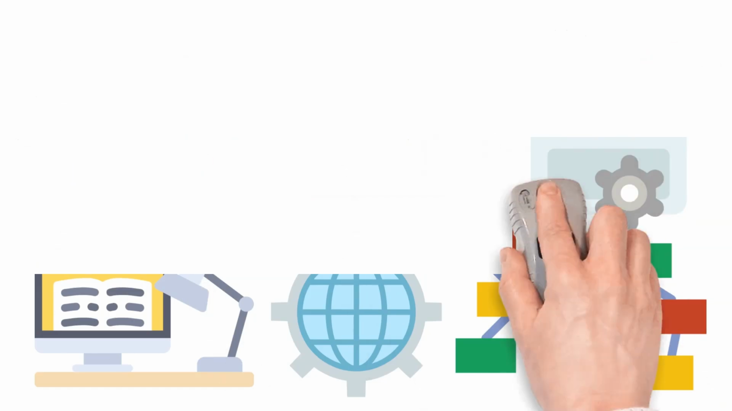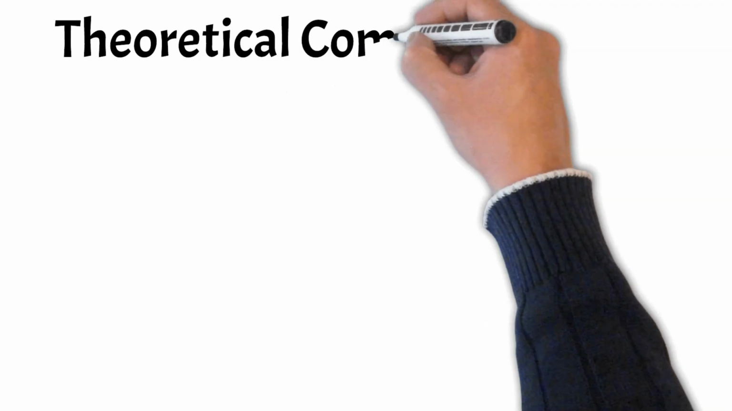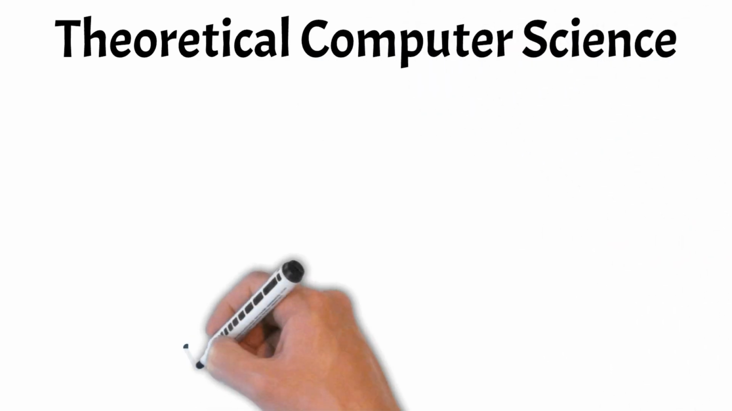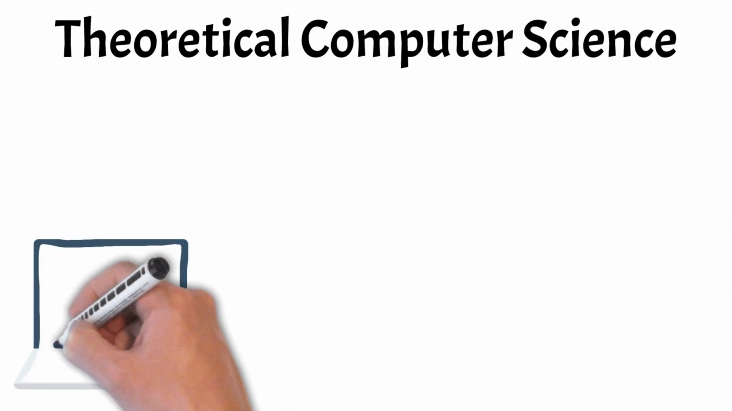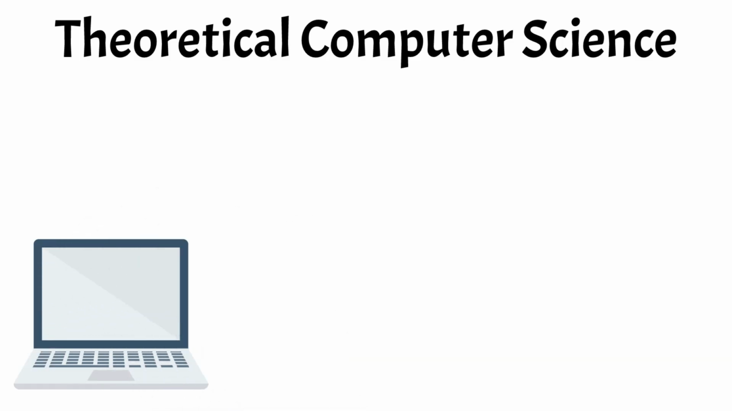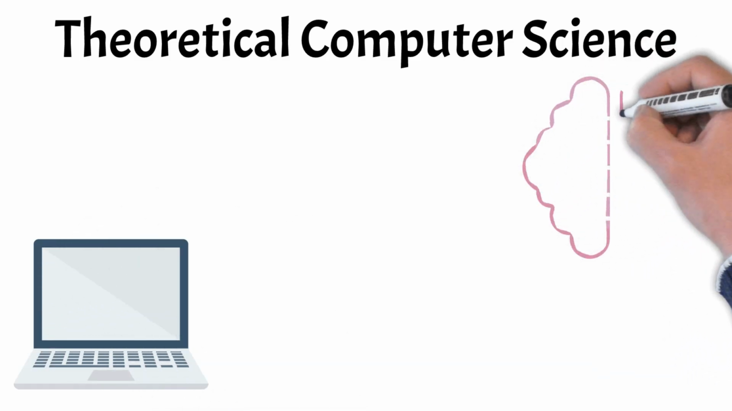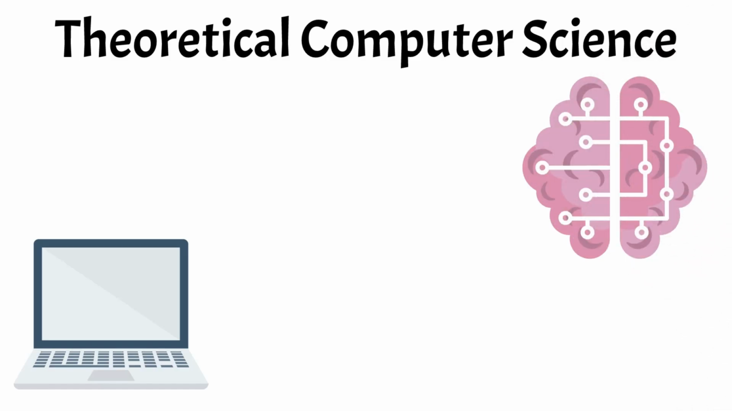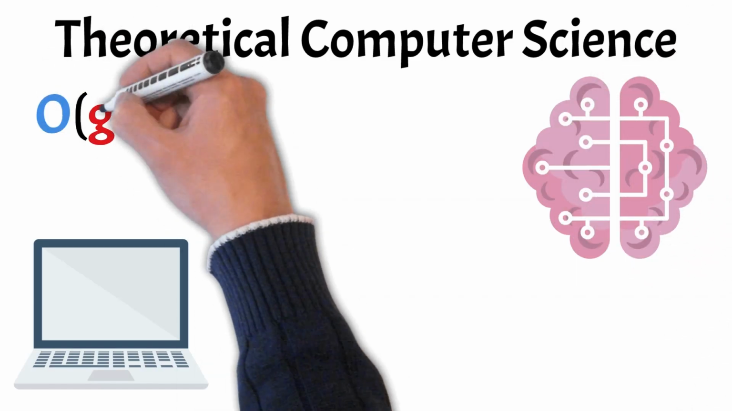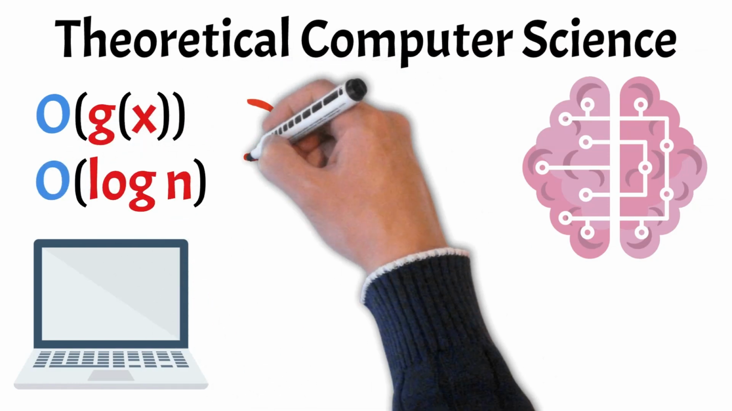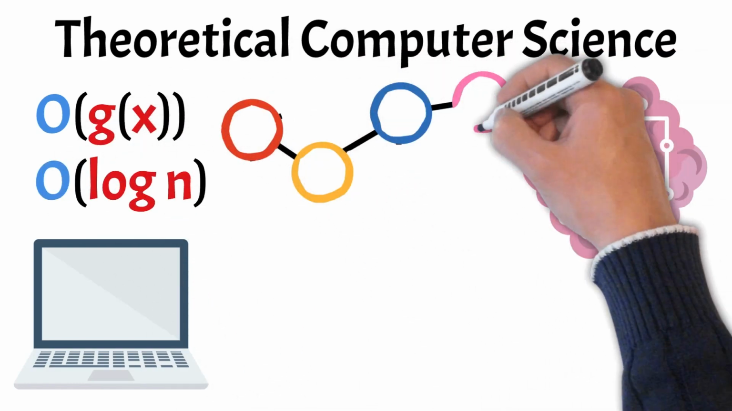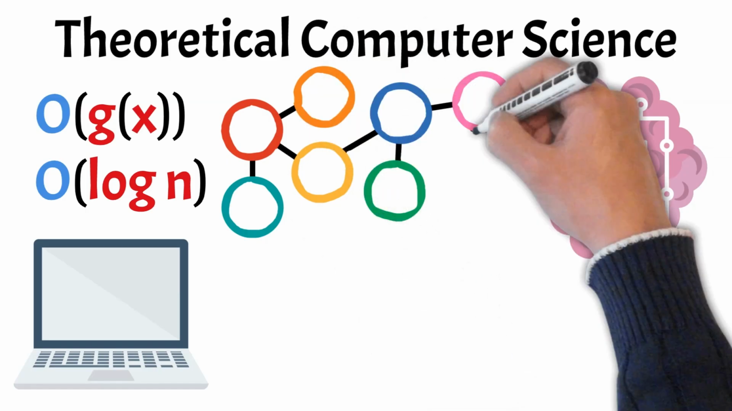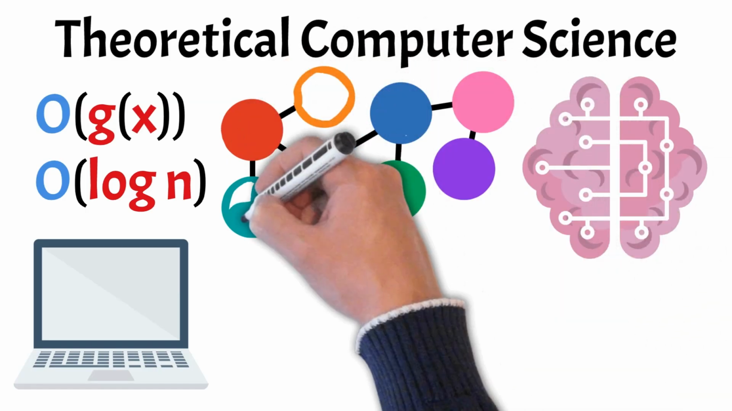Now, let's take a look at different fields of computer science. First, we have theoretical computer science, the field that explores the fundamental principles of computation. It focuses on algorithms, computational complexity, formal languages, and the limits of what computers can solve. Concepts like big O notation help us measure algorithm efficiency, while graph theory plays a key role in everything from social networks to mapping applications.